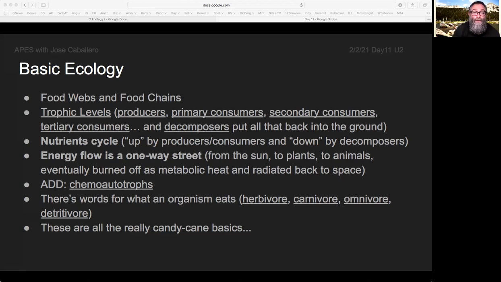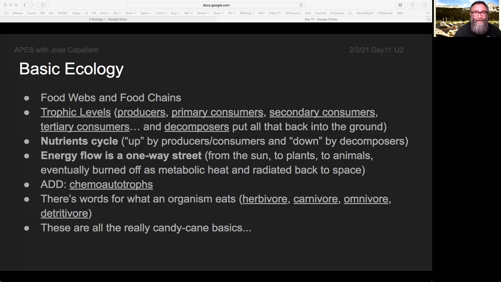Those are called trophic levels, like where you are in the flow of energy. Trophic stuff is energy flow stuff. I also gave you that rule of thumb that nutrients usually cycle through a system, but energy goes one way. I added an interesting term about chemoautotrophs. And I also used that terminology that we assign for what you eat, like herbivore, carnivore, omnivore, and detritivore. These are what I think are the really basic candy cane intro to ecology stuff.